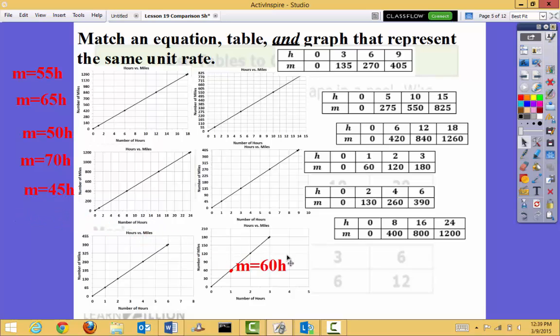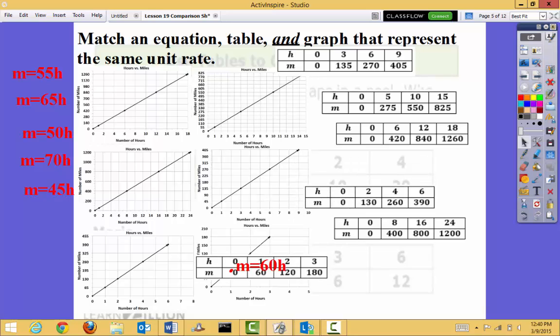So I see that 60's here. Where else do I see it? Well, this one's going to be a little harder. Oh, I see it right here. I see a 1 and a 60. So there's one problem done.